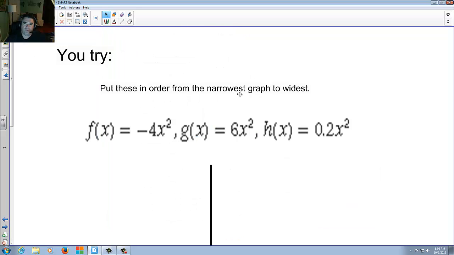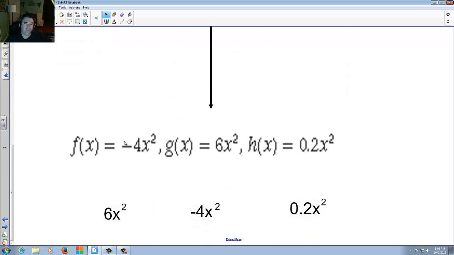You try. Put these in order from narrowest graph to widest. Same idea: find the absolute value and pick the largest absolute value first. Go ahead. Okay, here I have 4, 6, and 0.2 as my absolute values. I put the 6x squared first because it would be the sharpest, followed by the negative 4x squared, followed by the 0.2x squared, which is much wider.